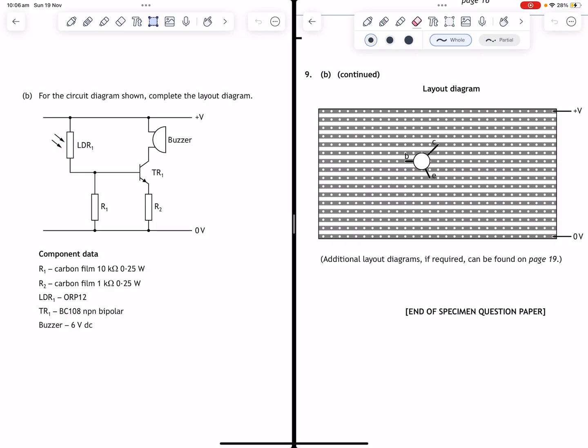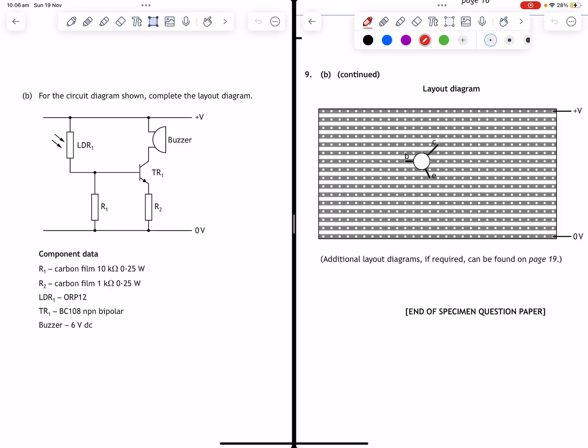Now, in this question we don't have any IC chips. We have a transistor in here. And what they do in the exam is they help you by putting in the first component on the strip board diagram here on the right. So let me just talk you through this strip board diagram on the right.